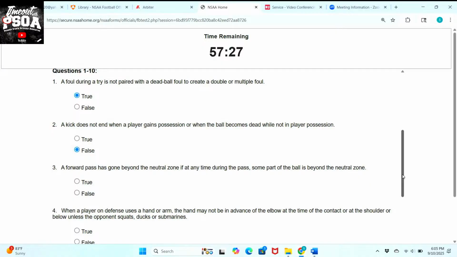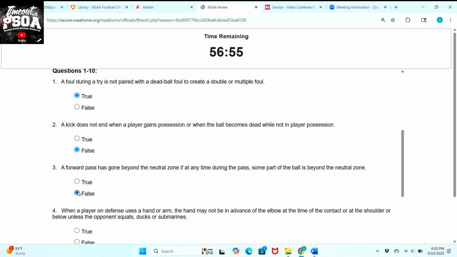Go for it, Matt. A forward pass has gone beyond the neutral zone if at any time during the pass some part of the ball is beyond the neutral zone. True. No. A forward pass has gone beyond the neutral zone at any time some part of the ball is beyond. The whole ball has to be beyond that. I'm going to go false. All right, it is false. It has to be the whole ball.